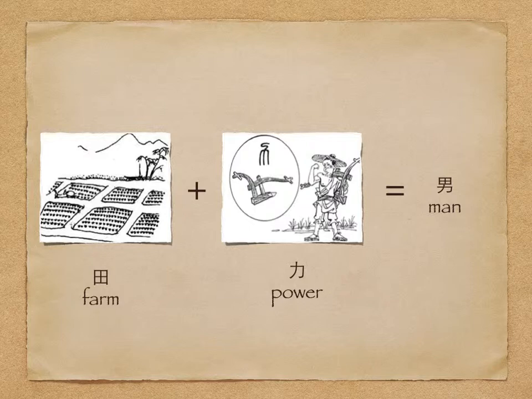And when the two words form together, a new word comes out, and it is called Nan, which means man. In ancient China, only men had the power to use a tool, Li, on a farm. That's why this word, Nan, means man.